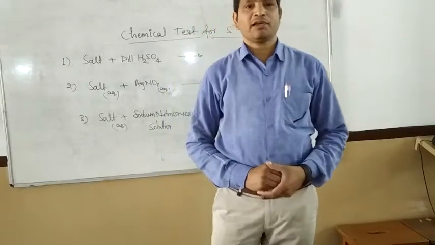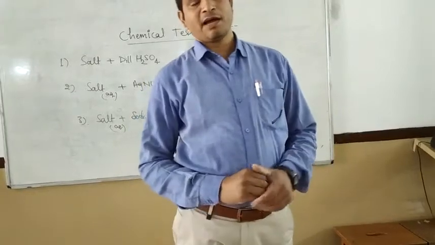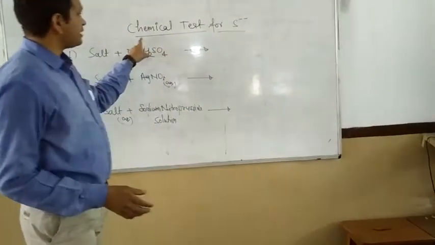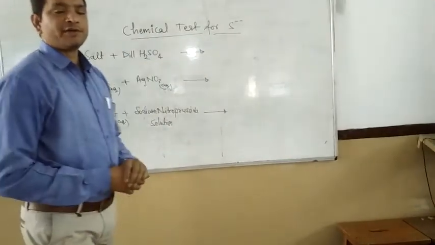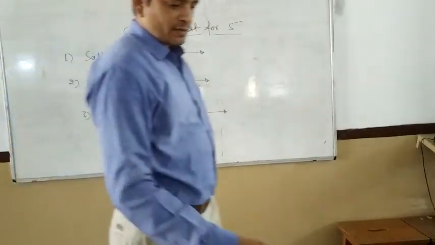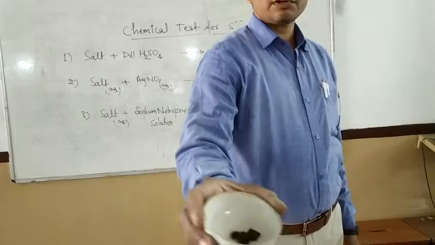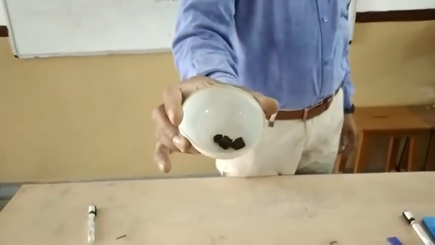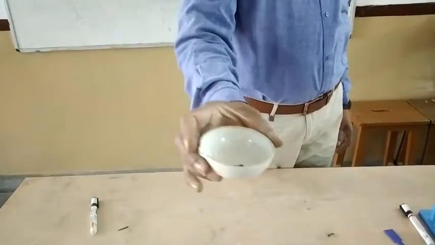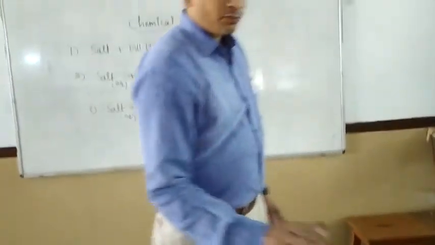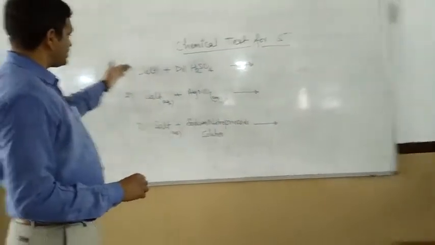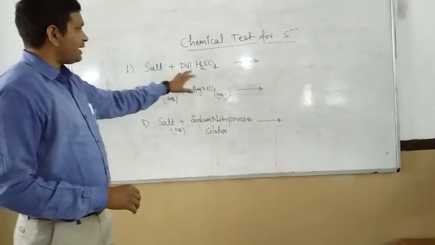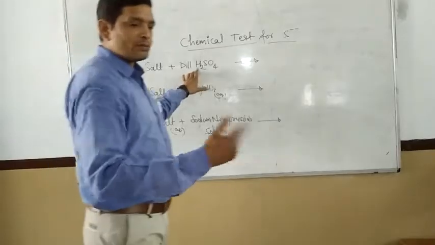Good morning children, once again I am here. So today in the lecture we will discuss the chemical test for sulfide ion. I have a salt which is to be analyzed, and in this salt we have to check the presence of sulfide ion. We will perform 3 series of experiments. In the first experiment, in the salt we will add dilute sulfuric acid and we will observe.